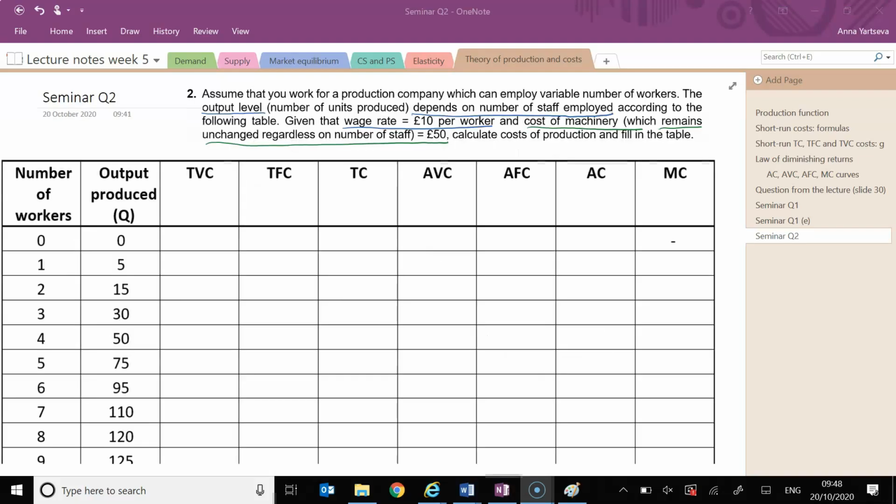Right, question 2. So I've underlined the most important bits of information for us. Have a look. Output level depends on the number of staff employed. In other words, staff is the variable factor in the production process, which means that cost which we incur when paying staff, our wage bill, will represent a variable cost for the company.